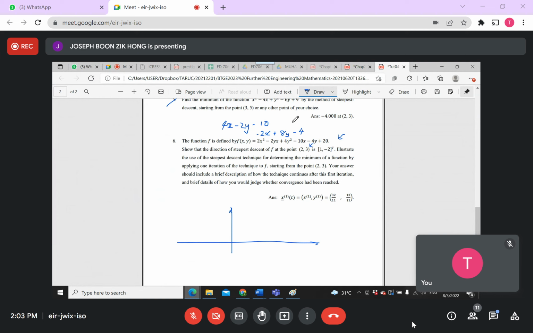Okay, and then we try to put in 2, 3. See what happened. So when I have 2, 3, 4 times 2 minus 6 minus 10, 8 minus 6 minus 10, negative 8. This one, negative 4 plus 24 minus 4, 16.